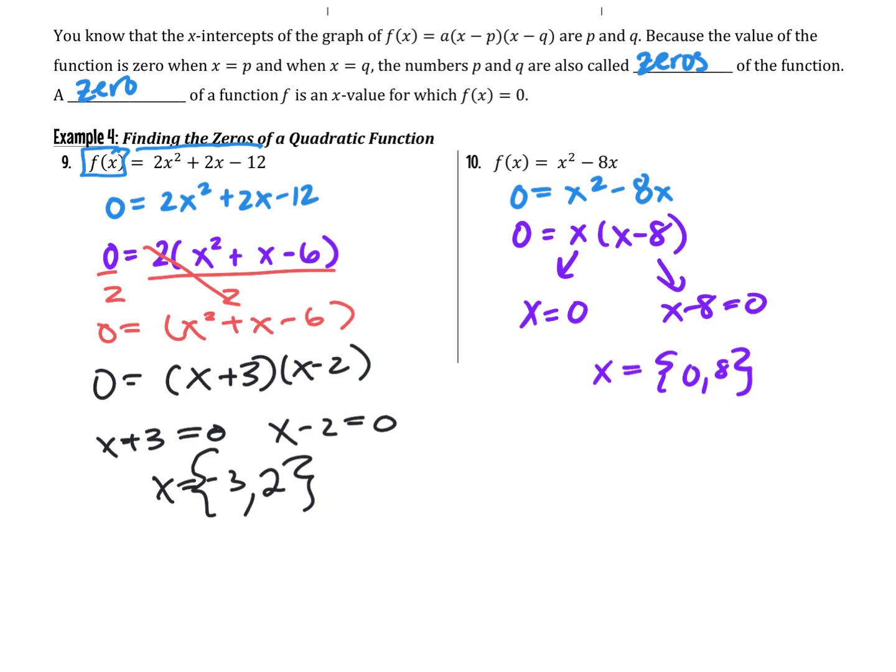Or you can solve using the square root method, where you isolate the term that's being squared and solve for x in that way. We want to make sure that we write our final answer in set notation, with the smaller number coming first and then the larger number coming afterwards.